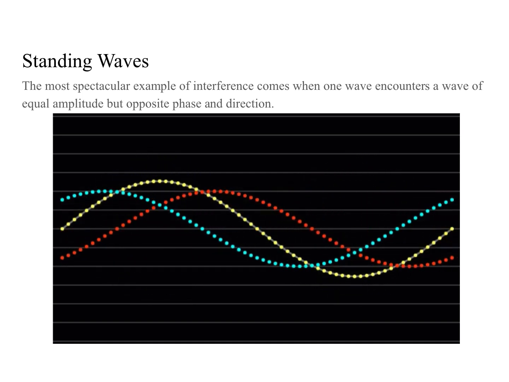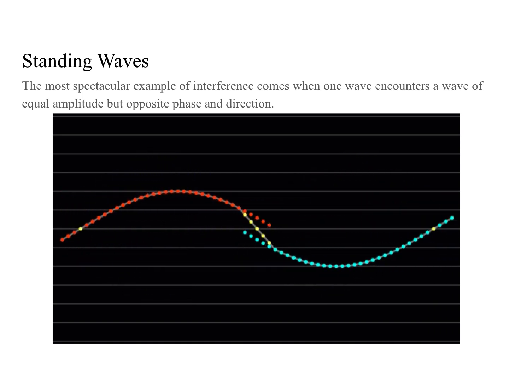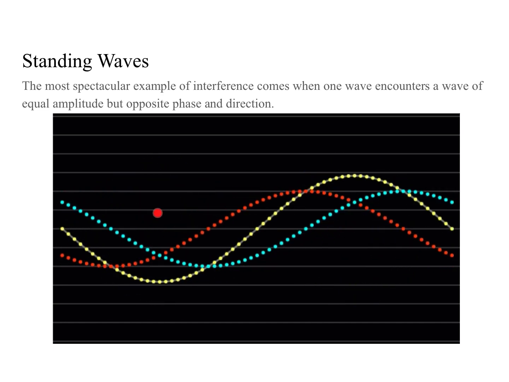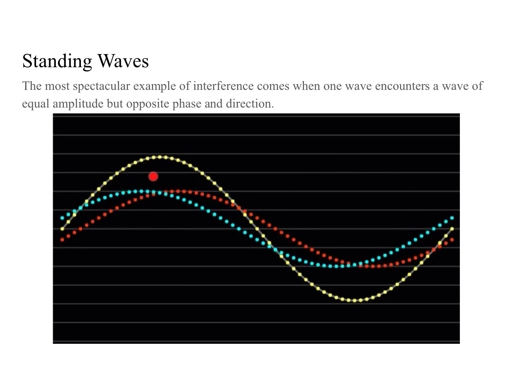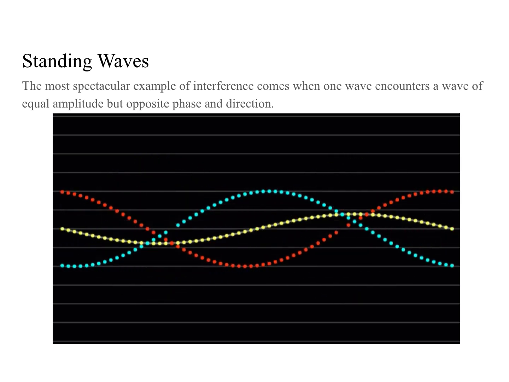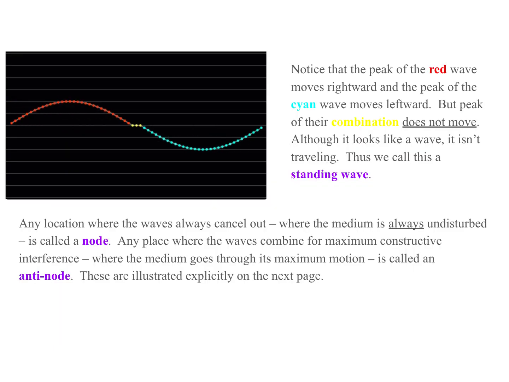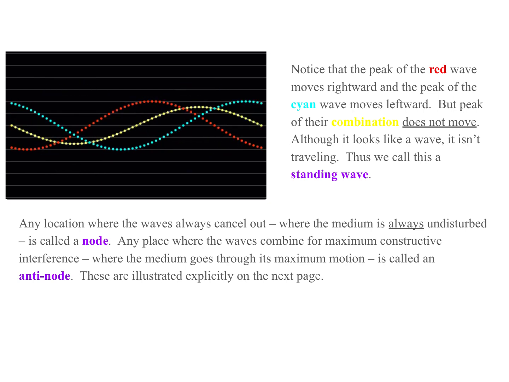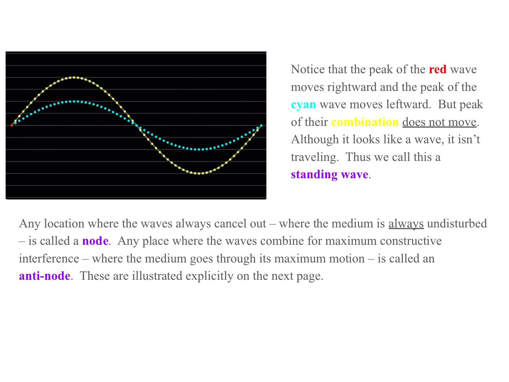So something very strange is happening here. This wave is not traveling. It looks like a wave, but it's not moving left or right. Don't get distracted by the fact that the medium is moving up and down. The wave pattern is not changing its location. Note the peak of the red wave moves right, the peak of the cyan wave moves left as shown before, but the pattern itself stands.